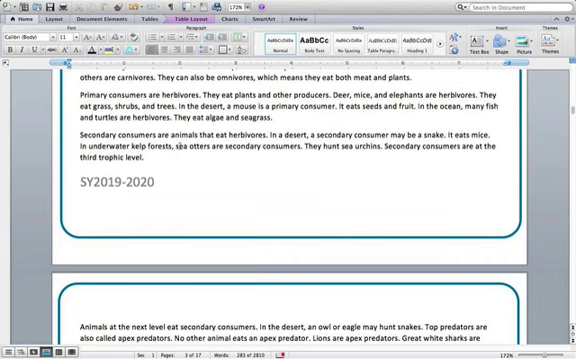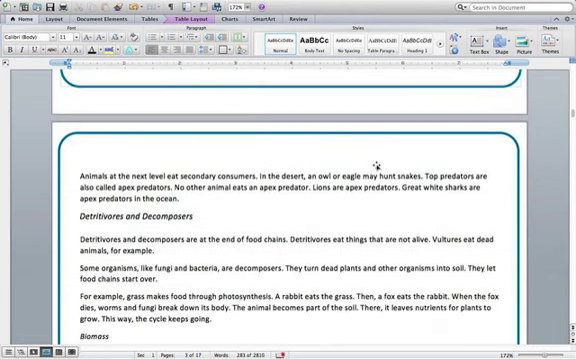Secondary consumers are animals that eat herbivores. In a desert, a secondary consumer may be a snake. It eats mice. In underwater kelp forests, sea otters are secondary consumers. They hunt sea urchins. Secondary consumers are at the third trophic level.